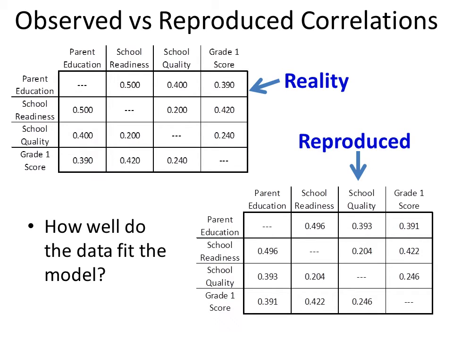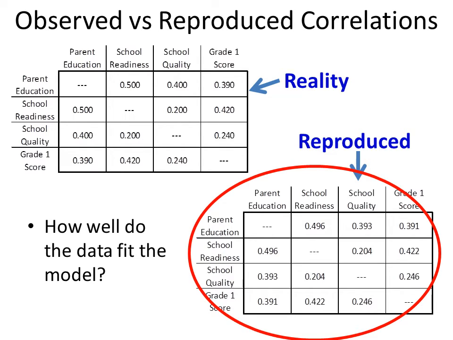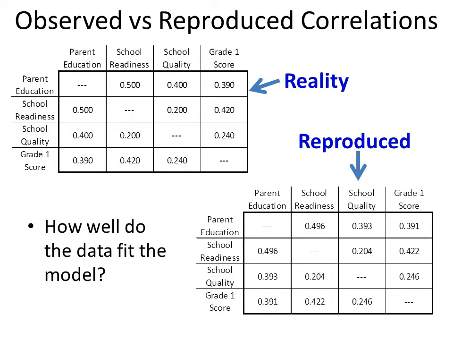The reproduced correlation matrix is what the model says the correlation should be. The better the model, the closer the reproduced correlations will look to the actual correlations. Sometimes the reproduced correlation matrix will look pretty good, but one or two specific correlations may be way off. That's an indication that the relationship is not being adequately reflected in the proposed model for those specific variables.